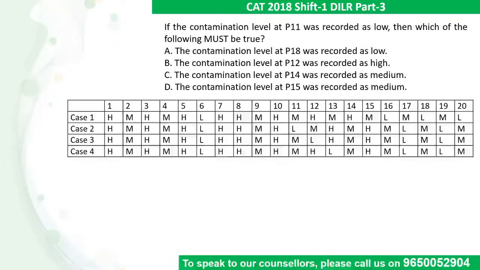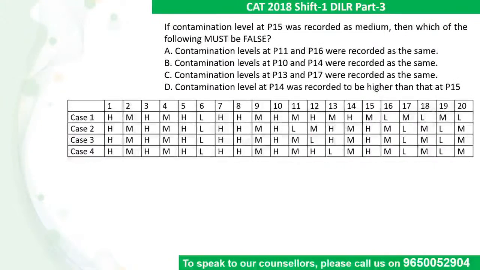If the contamination at P11 was recorded as low, okay, so if P11 is low, which of the following must be true? So we will take the second case where P11 is low. P18 was low, false. P12 was high, false. P14 was medium, true. And P15 was medium, is again false, right? Only one has to be true. So option C is true. So if we take the second case, we get this arrangement.